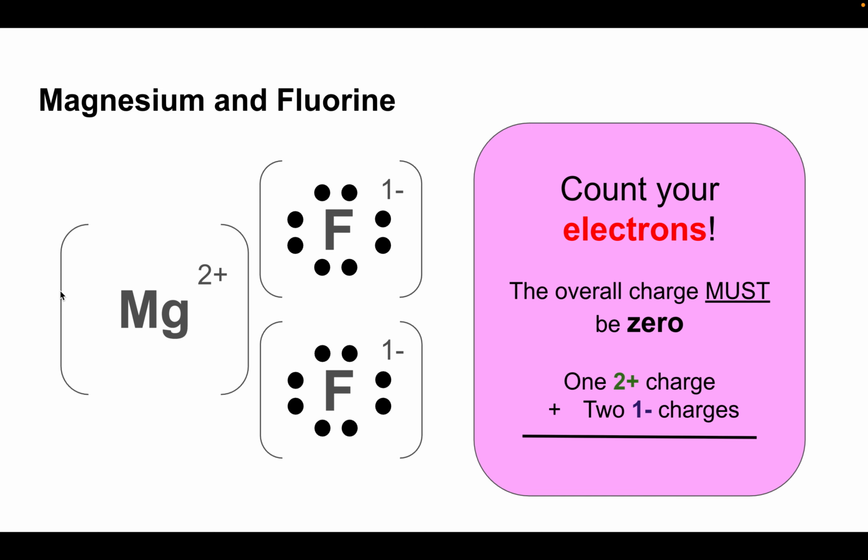So you can either draw these out or you can count your electrons, and you need the overall charge to be equal to 0. So in this case, we have 1 positively charged magnesium and 2 negatively charged fluorine ions. When you add that up together, you're going to have 0 overall charge.